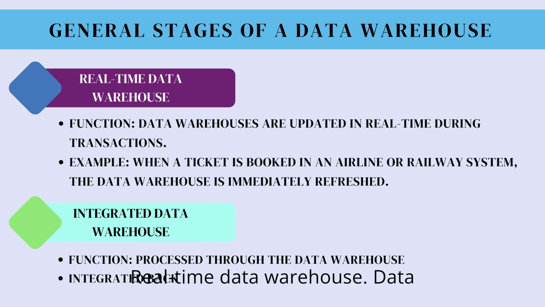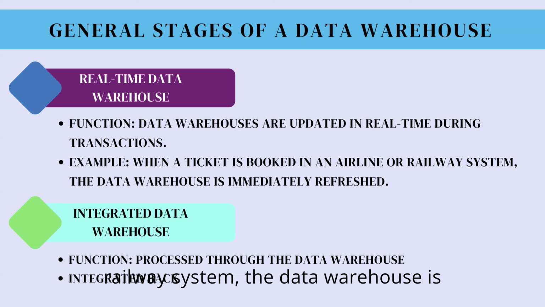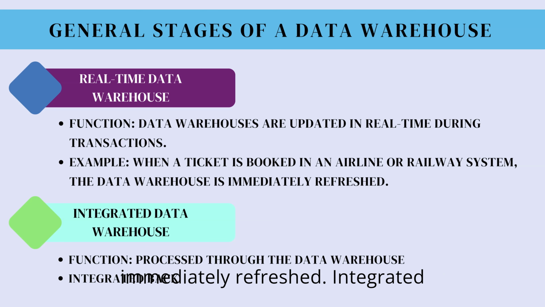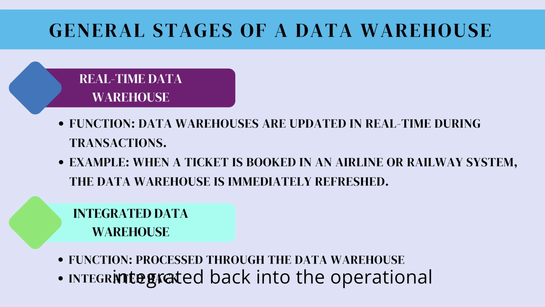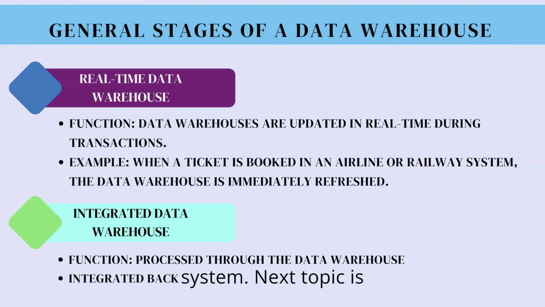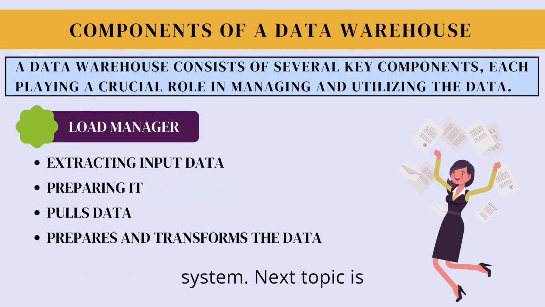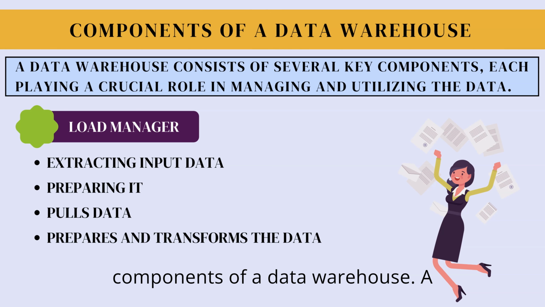Real-time data warehouse. Data warehouses are updated in real time during transactions. Example, when a ticket is booked in an airline or railway system, the data warehouse is immediately refreshed. Integrated data warehouse. After a transaction occurs, it is processed through the data warehouse and then integrated back into the operational system.